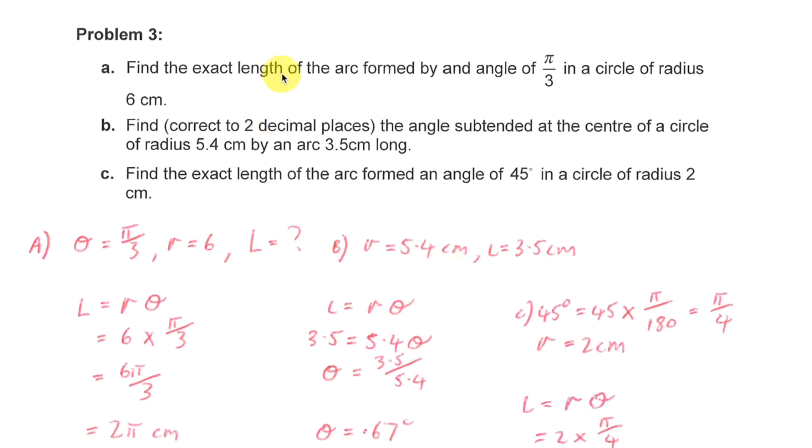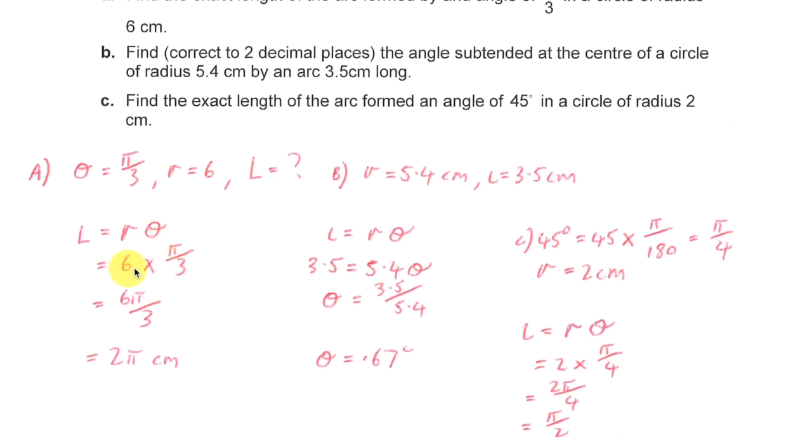Now we're going to be making use of the arc length rule for problem 3 here. So find the exact length of the arc formed by the angle of pi on 3, so there's my angle, and that automatically is in radians, in a circle of radius 6 centimeters. So for A, theta in radians is pi on 3, the radius is 6. What's the arc length that would create by sweeping through that angle if the radius is 6? There's my rule, sub in, and I end up with 6 pi on 3, which is equivalent to 2 pi centimeters. So that's the exact format. That's approximately equal to 6.28 centimeters that you generate with that arc length if you swept through that angle.